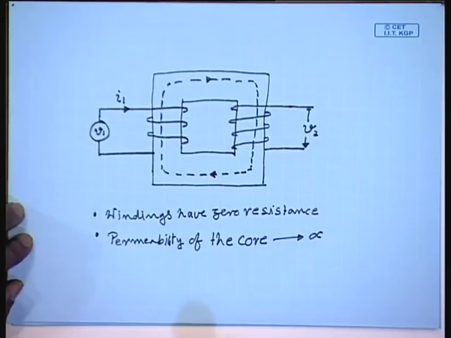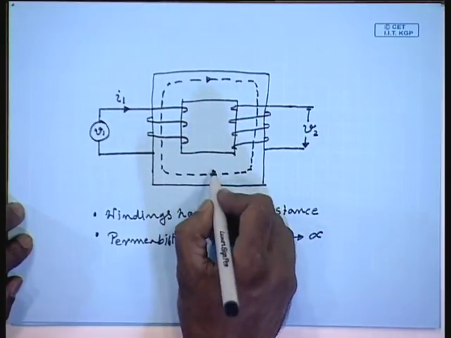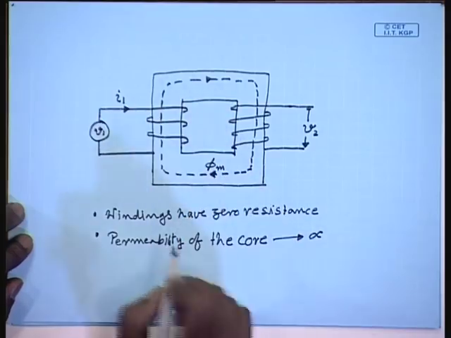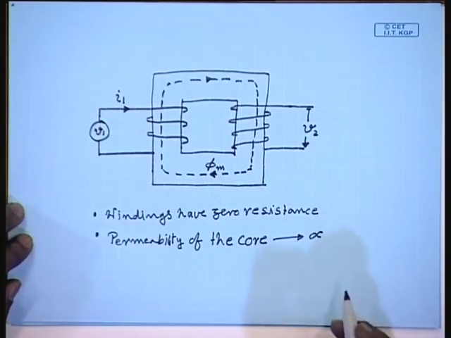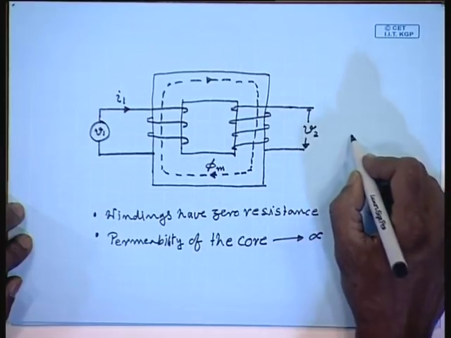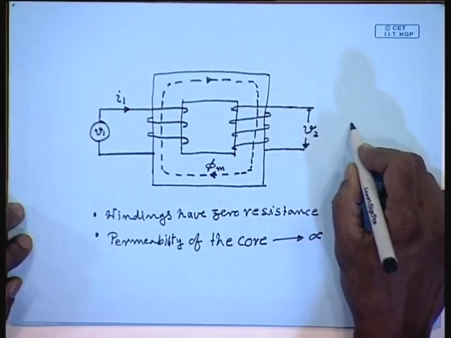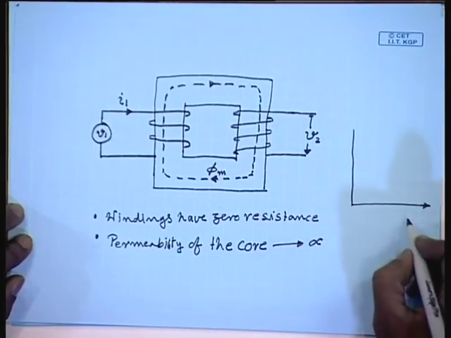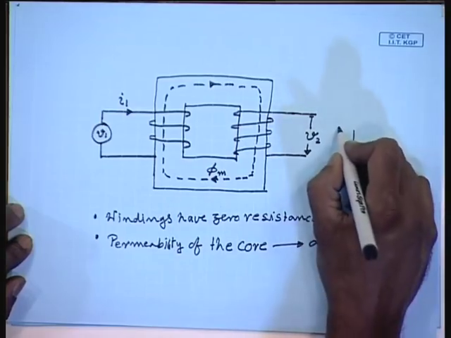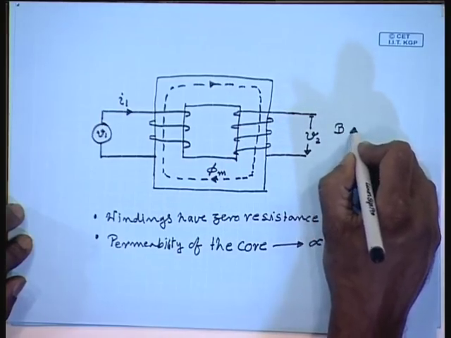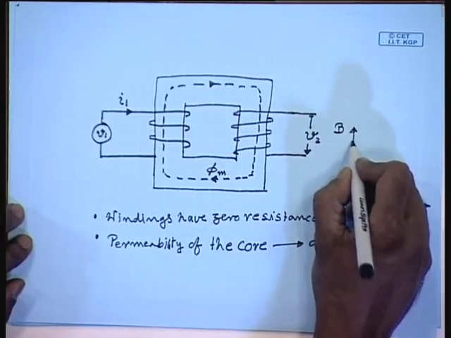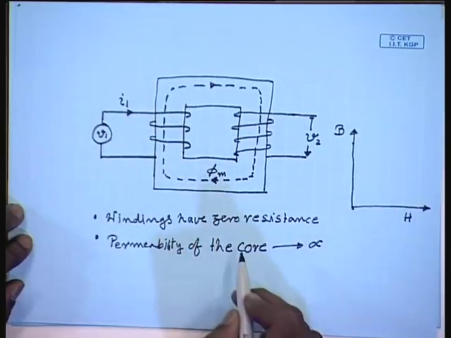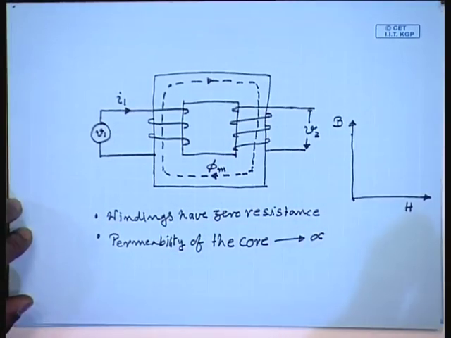Which means, in order to establish any finite amount of flux, the current drawn will be 0. This implies the permeability of the core being infinity implies the BH curve of the material is the y axis, that is, for any finite B, the corresponding H is 0, therefore, the required ampere turns is 0 and hence the current is 0.